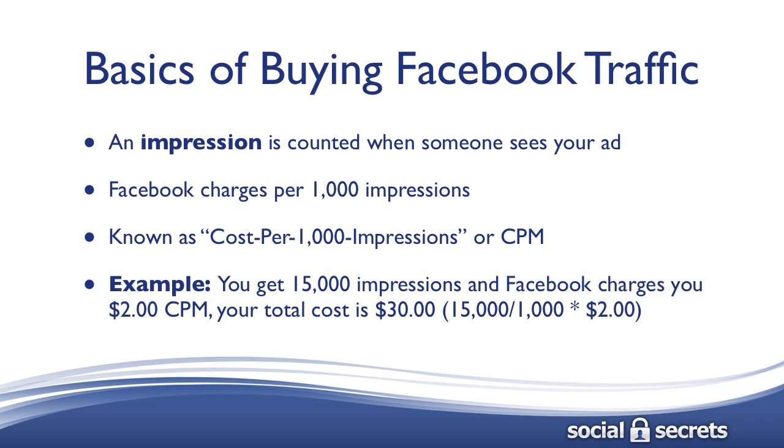So as an example, you get 15,000 impressions and Facebook charges you $2 CPM. They charge you $2 for every 1,000 impressions. This means your total cost is 30 bucks. This is just 15,000 impressions divided by 1,000 times 2.